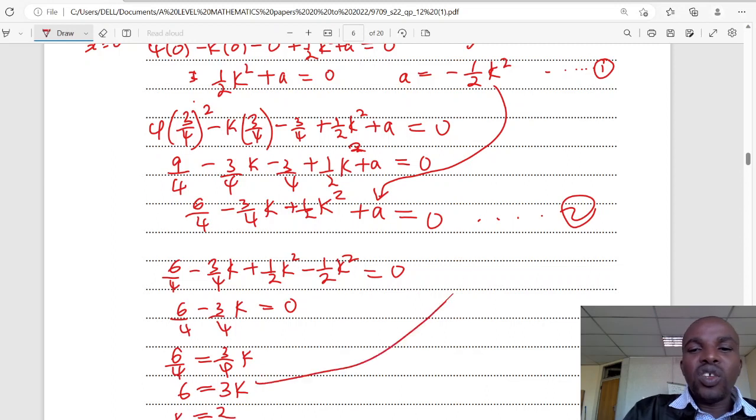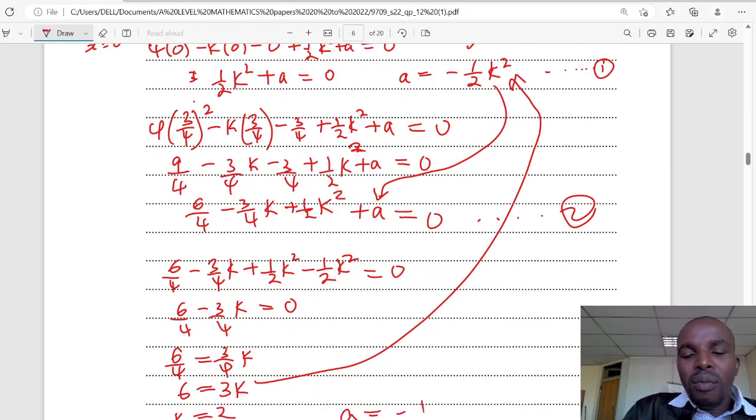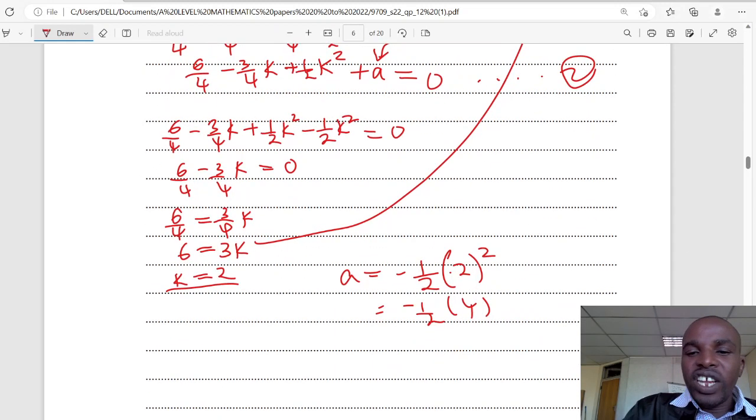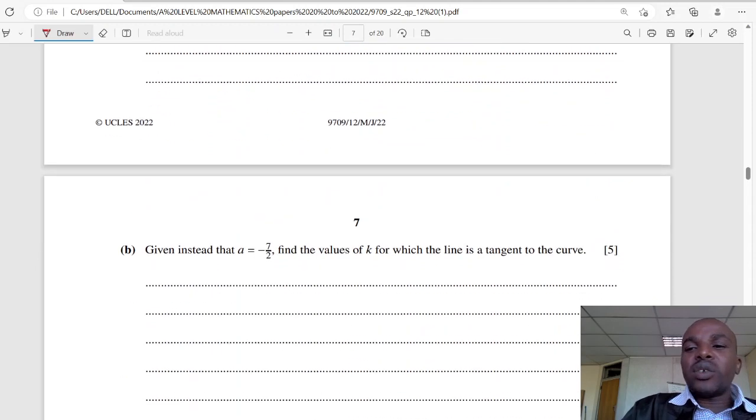Then for a, you come up here, where a is equal to minus half k squared. So it will be minus half times 2 squared, which is 4. So from this you can say that your a will be equal to negative 2. Done. Just like that. Right, next question.